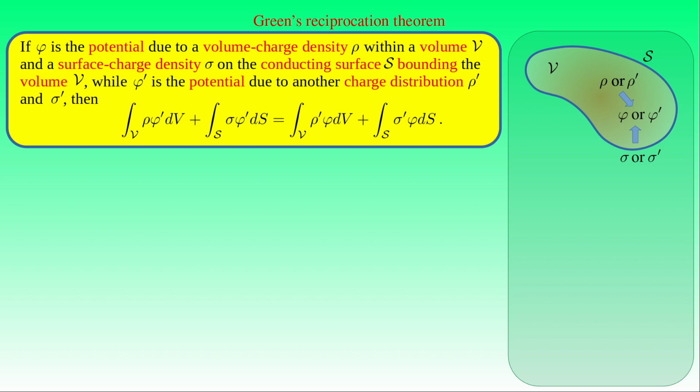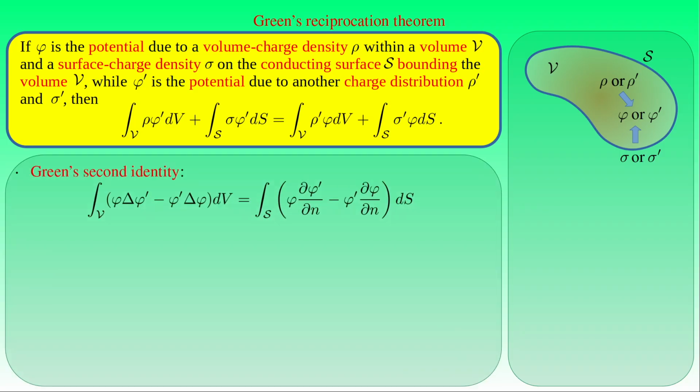In order to prove the theorem, we apply Green's second identity stating that the volume integral of the difference between phi times the Laplacian of phi prime and phi prime times the Laplacian of phi over the volume V, is equal to the surface integral of the difference between phi times the directional derivative of phi prime in the direction of the outward pointing surface normal n to the surface S of the volume V, and phi prime times the directional derivative of phi in the direction of the surface normal n.